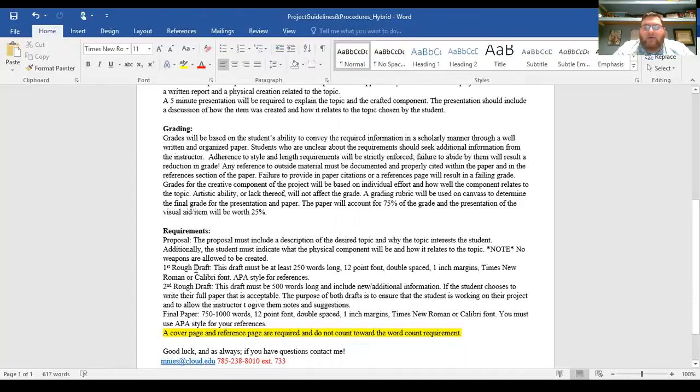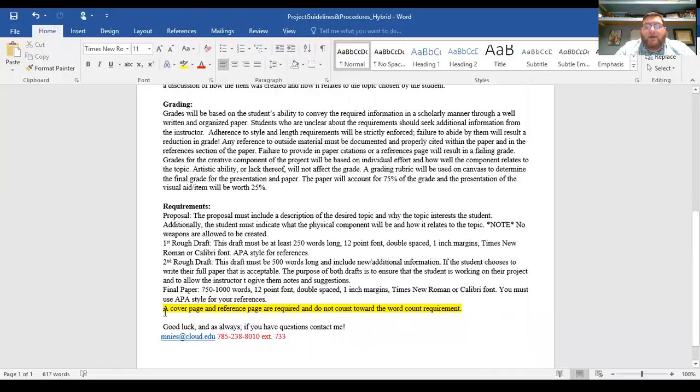You can go through them. I have requirements for the proposal. Specifically, I want to talk about that real quick. I'll highlight that. The proposal must include a description of the desired topic and why the topic interests you. You also need to indicate what you're going to create, that physical component, and how it relates to the topic. And then I have guidelines for the drafts and the final paper. And don't forget, I need a cover page. That's something that I require, and it does not count towards the word count requirement, and also references. You need to be making references.